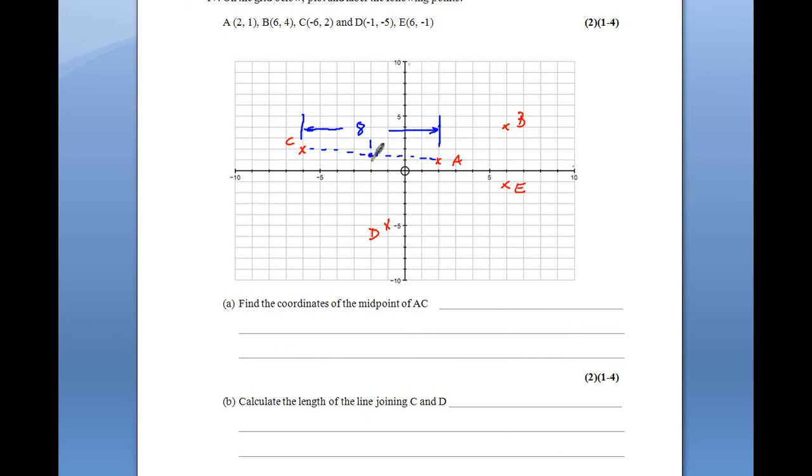I just need to find out how high up I am. This is at 2, the point A is at 1, so I'm looking for exactly the middle between the two, 1.5. That means I now have the coordinates of this, which is -2, that's the x-coordinate, and 1.5, or 3/2, which is the y-coordinate. That's the best way to find a midpoint.